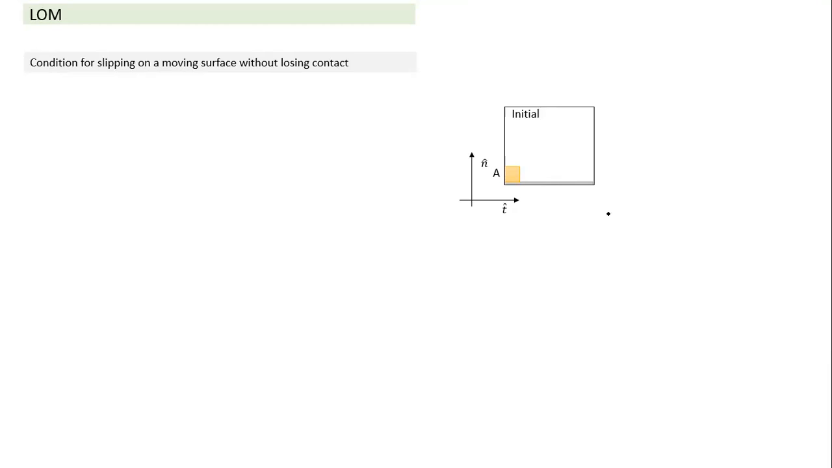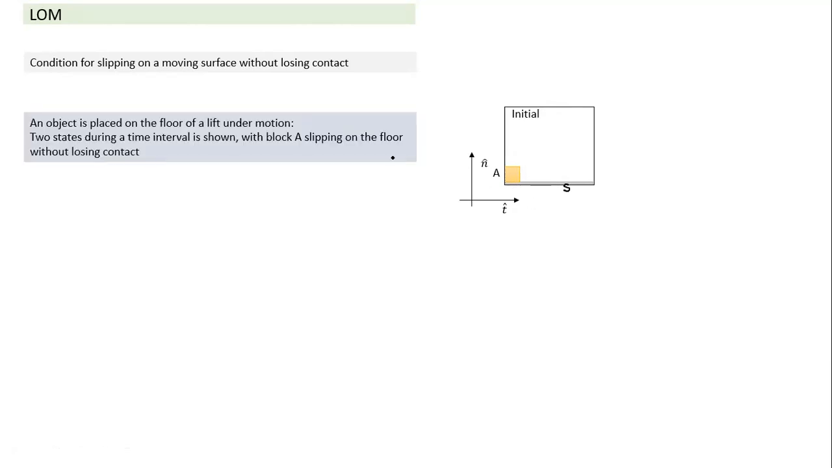So what constraint do we apply? We have two things here. There's a surface S and there's an object A. Let's see this kind of lift. We can think this surface here is the floor of the lift and the block is kept here. This is the initial state, and let's say the lift is in motion. Object is placed on the floor of the lift under motion. So we'll draw two states during a time interval. This is the initial state, the block is slipping on the floor, and this is what we see later.